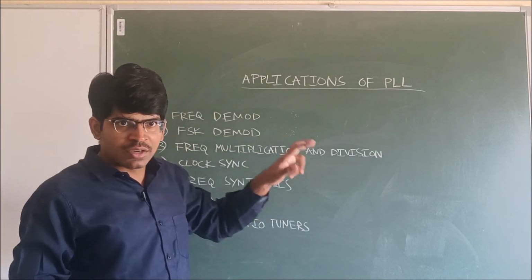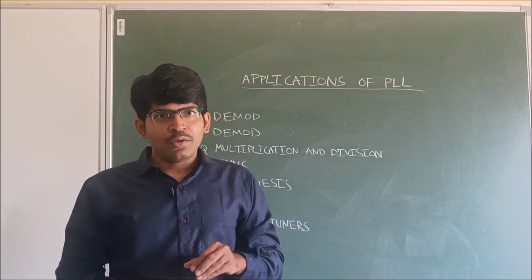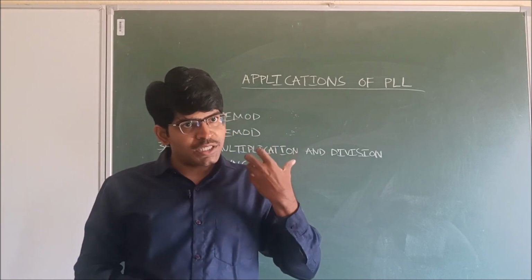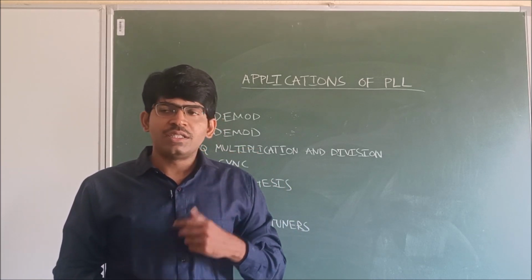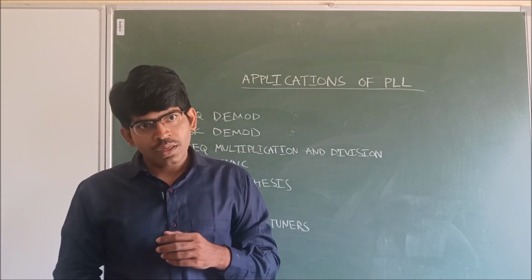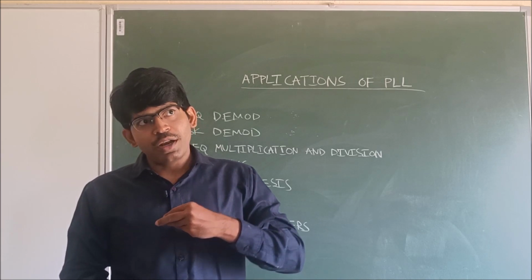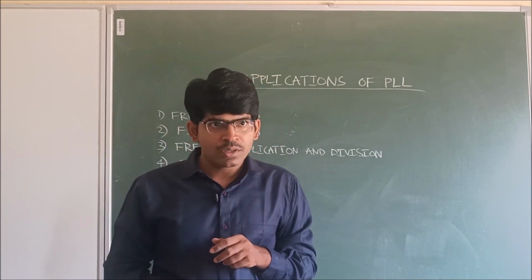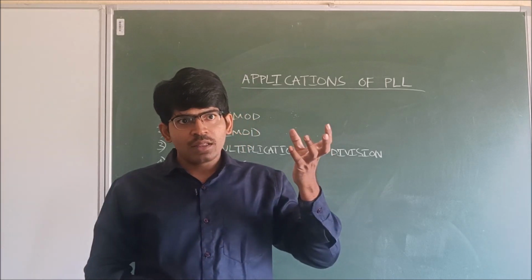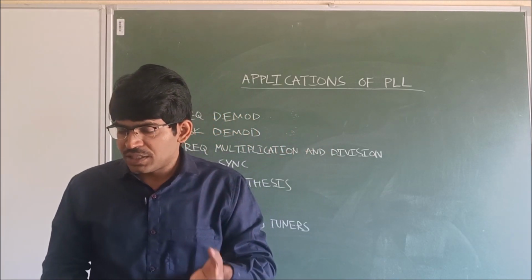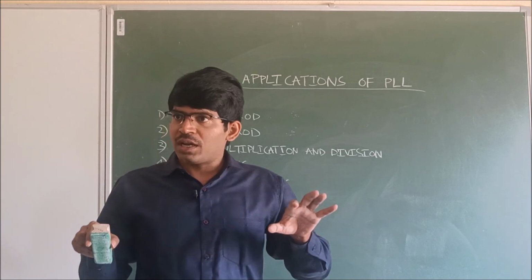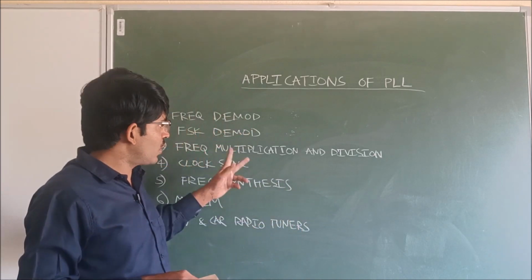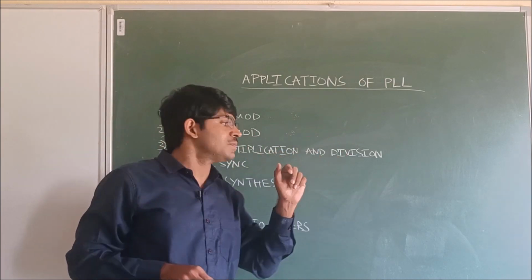Similarly, in frequency shift keying, we send our binary information data along with the carrier. Generally, it is sent through wireless media, through air. After the signal is received at the receiving end, we try to separate the carrier from the message information. There also, for demodulation, we are using this PLL.